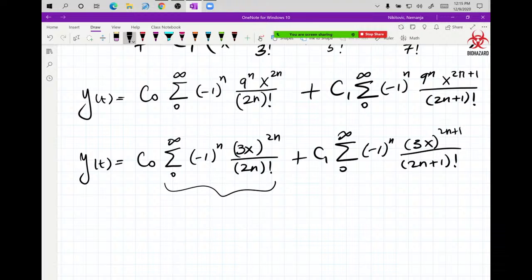This puppy over here is your cosine. So y of t is C0 cosine 3t, and I used x's.